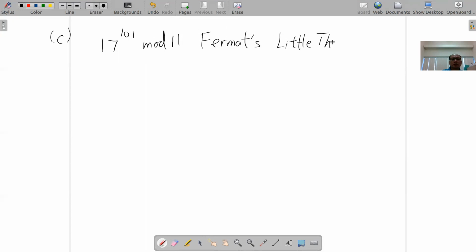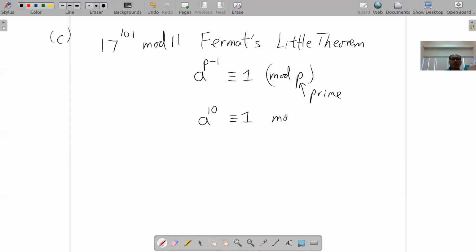Fermat's little theorem says that any number a that's not divisible by prime p, raised to the power p minus 1, is congruent to 1 mod p, and p has to be prime. In this case, 11 is prime, so what that means is that any number a raised to the power 10 is congruent to 1 mod 11.